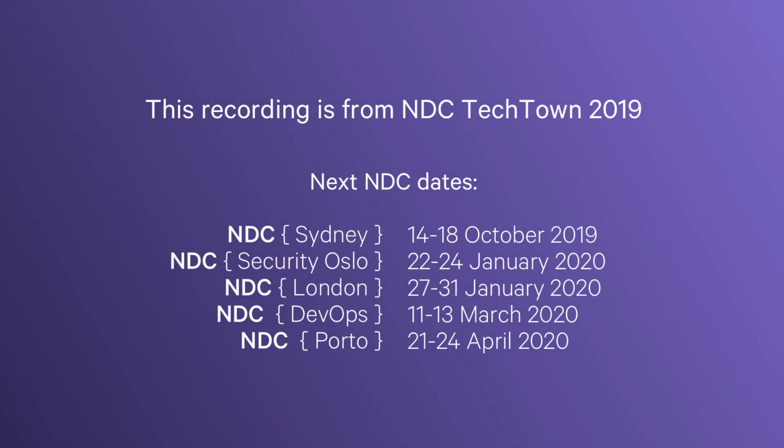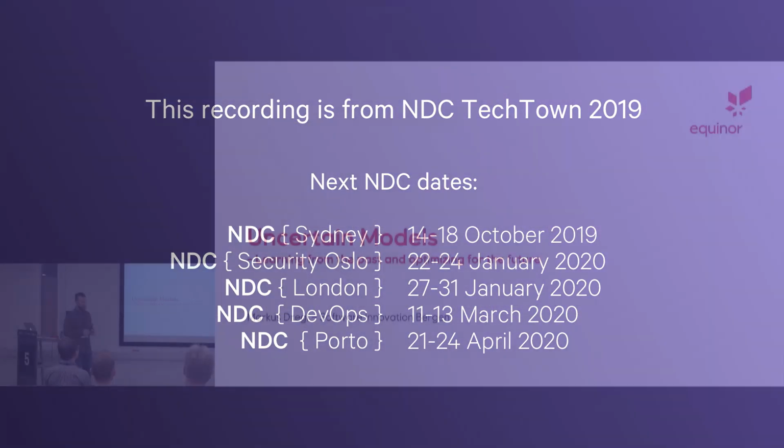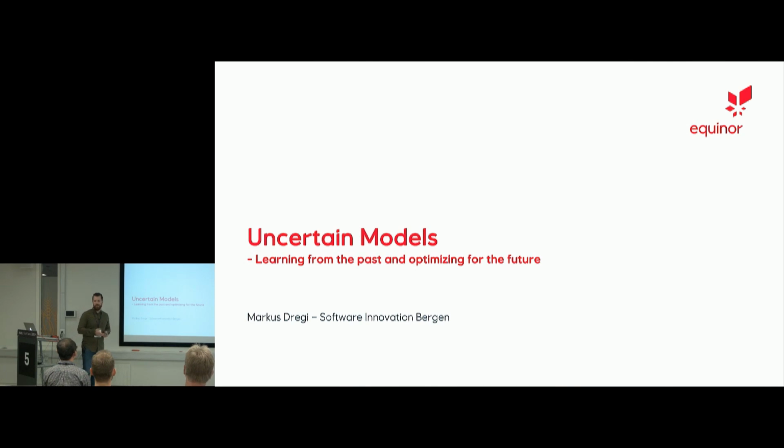Hey everyone, my name is Markus Dregi, and I'm here to talk about uncertain models and how we can utilize them to learn from the past and optimize for the future. Now, the scenario that we have at hand is that we have a model on our computer that tries to model something in the real world. And what we can do with this model is that we can simulate.